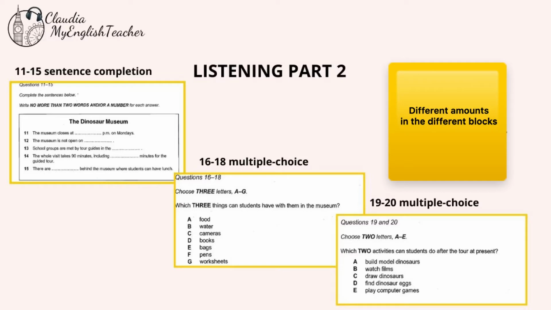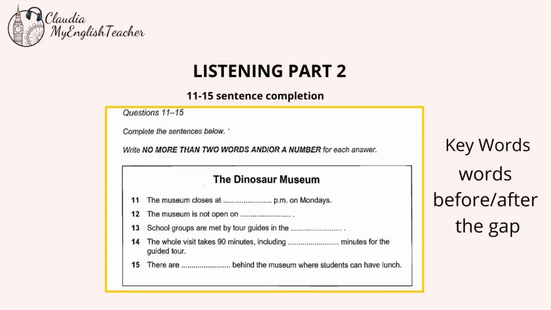It is very important that during the time you have to go through the questions before the audio plays, you underline the keywords. Now, in a sentence completion exercise, the keywords are normally words that come before or after the gap. If we look at this example, we can see that question 11 says the museum closes at, then you've got a gap, PM on Mondays. Now, the 2 keywords are the 2 words that come before and after the gap. So in this case, it will be closes at and then PM.